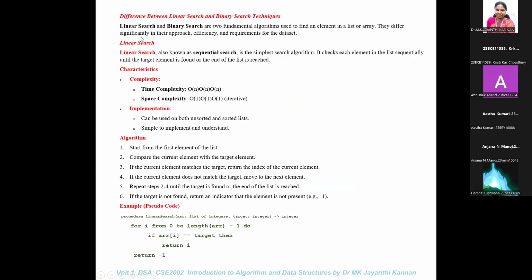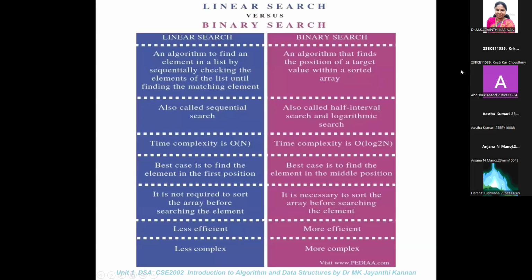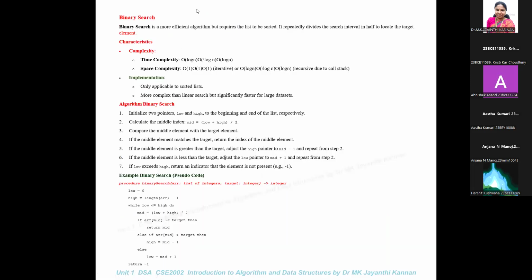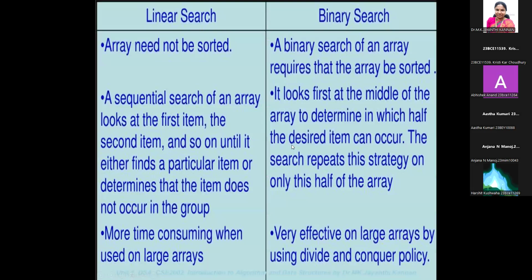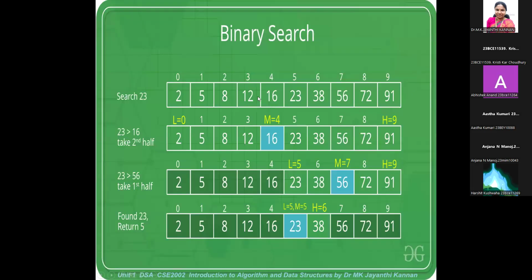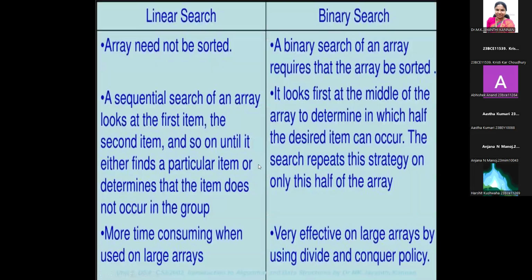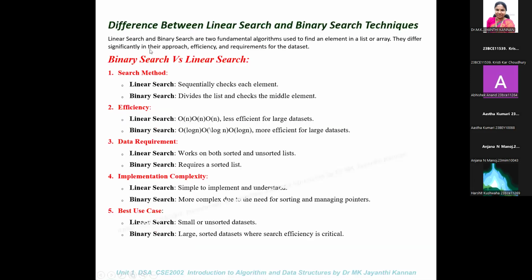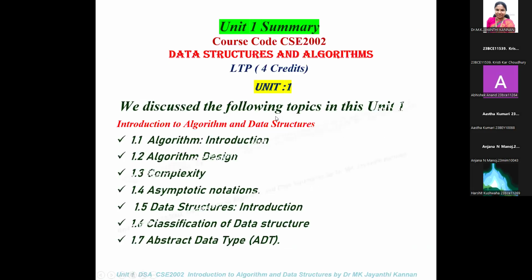Then we discussed what is binary search, what is the definition, time and space complexity, algorithmic steps, and pseudocode. The major difference between linear and binary search, then the algorithmic steps, pseudocode, and the program. And an example, by taking some sample input and output, how the steps are performed. The difference between linear and binary is compared. So the number of topics in unit 1 is very less. If you just go through the topics, you can easily understand.